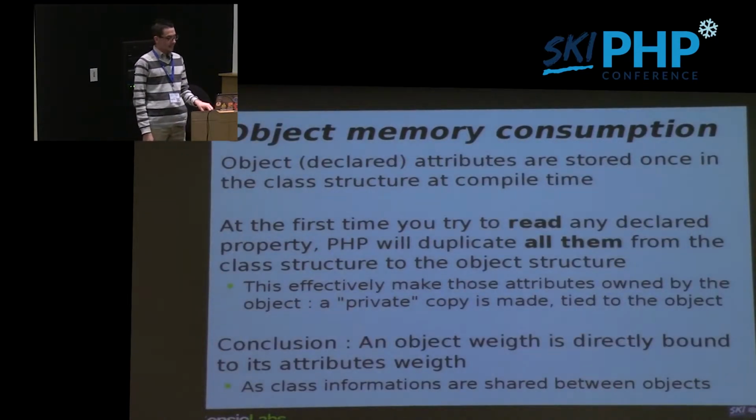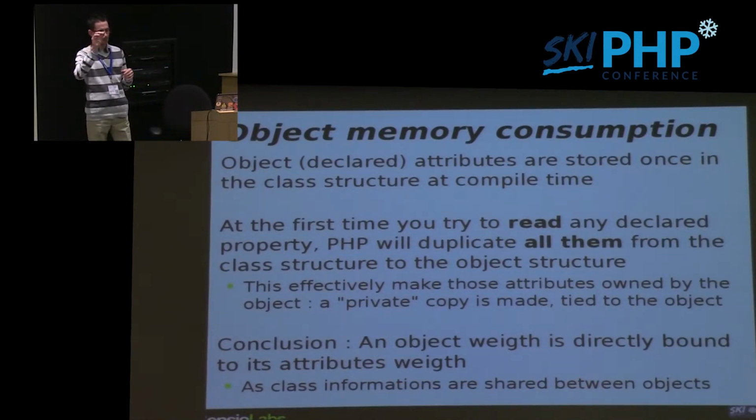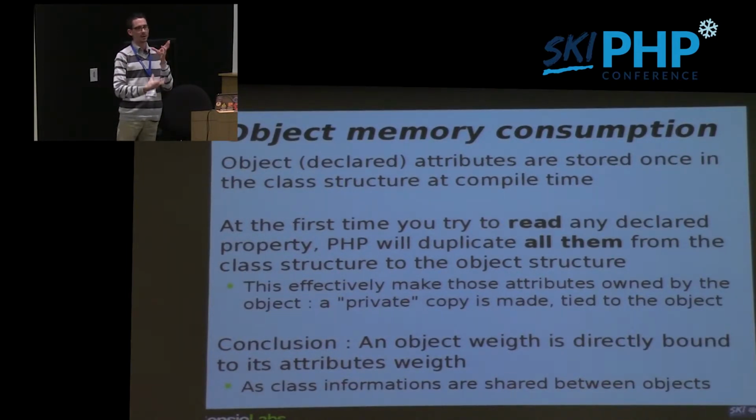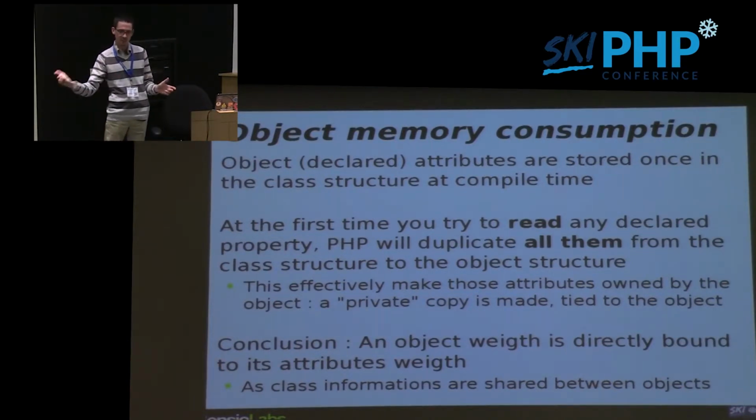So this is important. Object declared attributes are stored once in the class structure at compile time. So whenever the compiler meets a class, it gets all the attributes you declare, and it allocates memory and puts this in the class. But whenever you create an object, PHP will read all those attributes and duplicate them all in the object memory so that the object owns its own properties, which has nothing to do with the other object next to it.